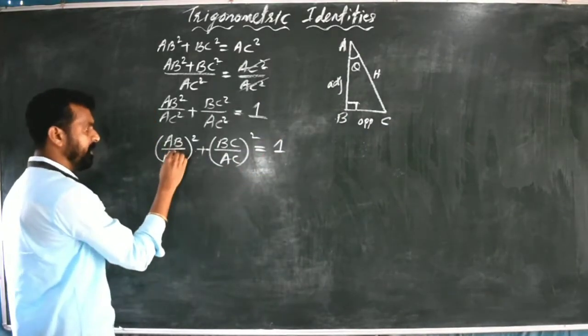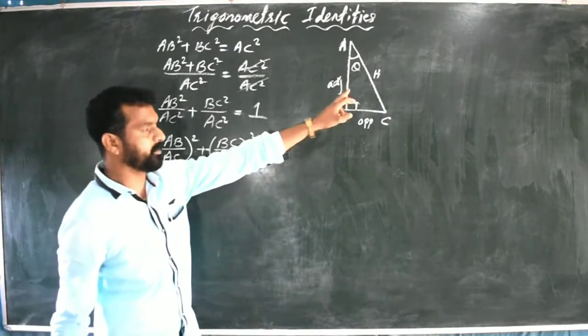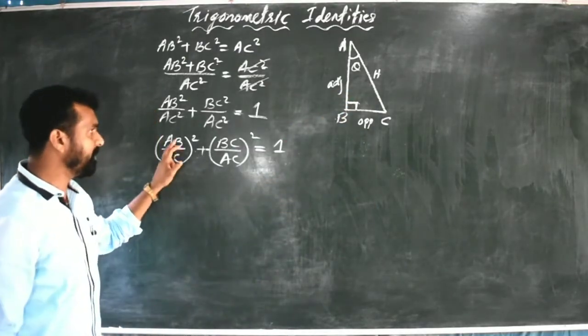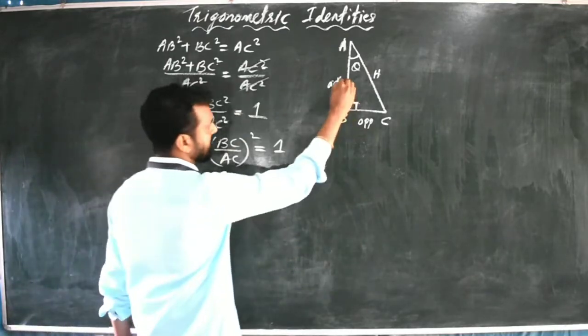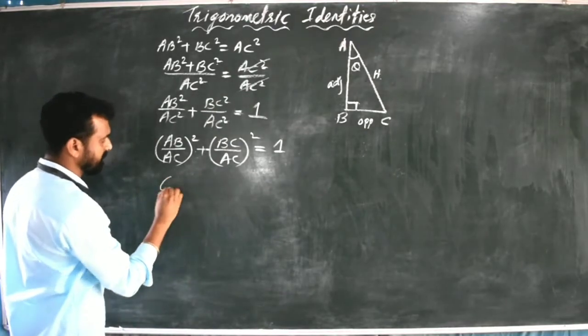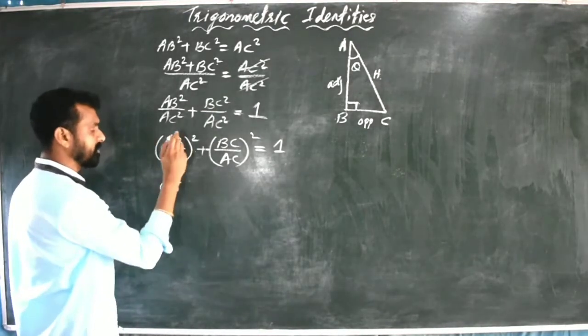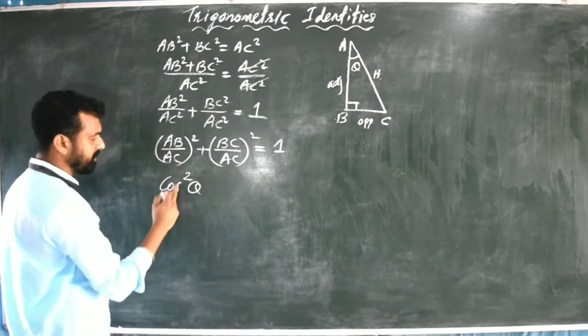Now, AB divided by AC, that is a trigonometric ratio. Find out which trigonometric ratio that is. AB is the adjacent side, AC is the hypotenuse. So, adjacent side divided by hypotenuse. Which ratio is that? That is cos theta. Here square is there, so we will write cos square theta. AB by AC is cos theta.